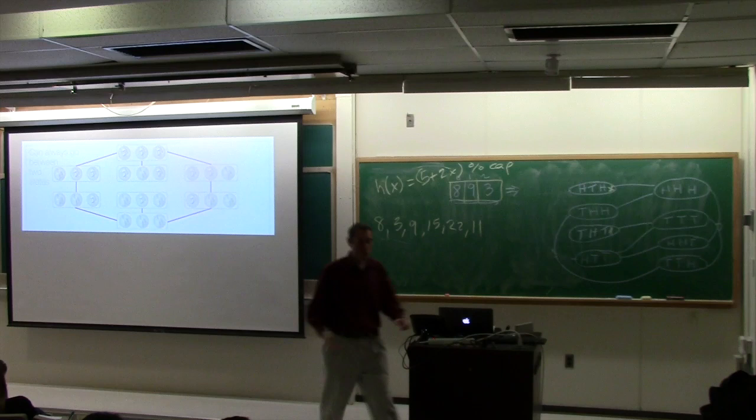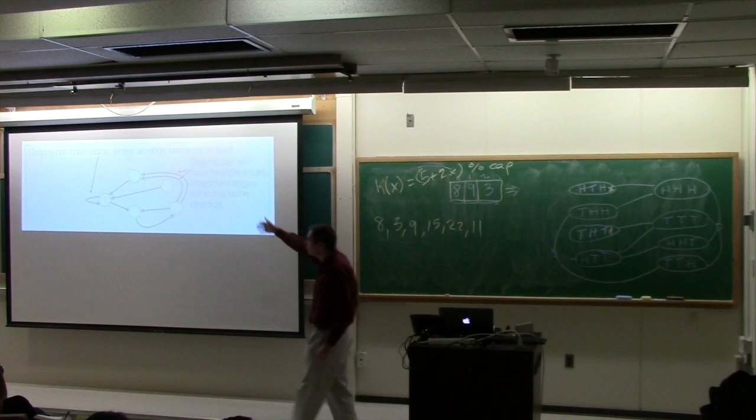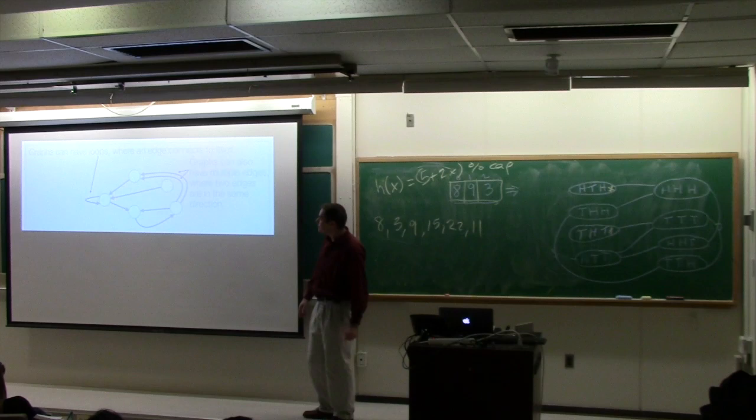We're going to see some with loops as well. Graphs can also have multiple edges. Multiple edges just mean two lines going in the same direction. We would rarely see this. It's not that necessary.